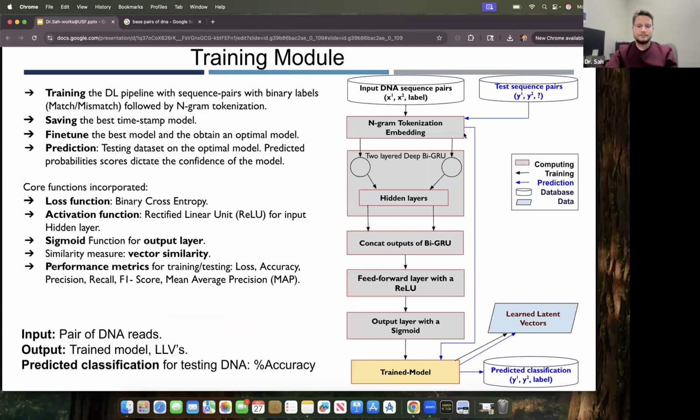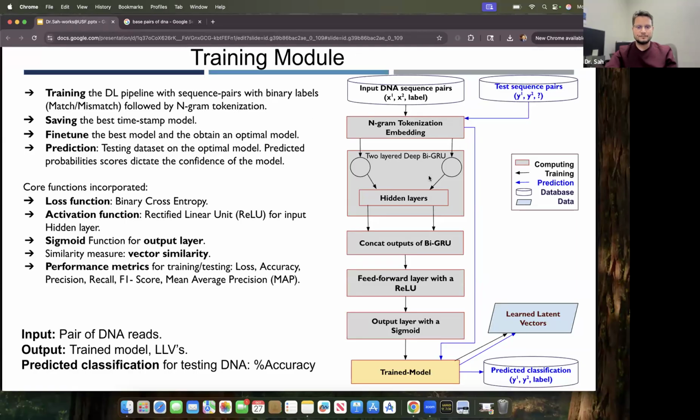So for training the model, we basically have a pair of DNA sequences with a label. It's a supervised machine learning problem where we have a pair of DNA sequences and a label. For example, let's say X1 and X2 with the label like match or non-match cases.